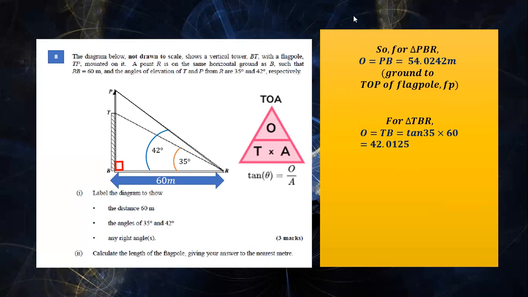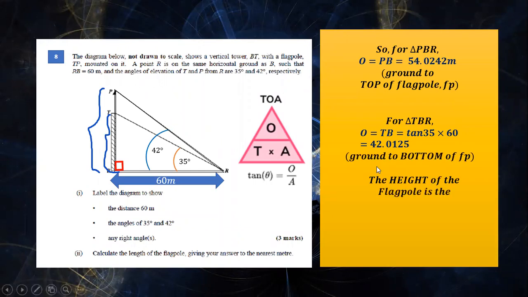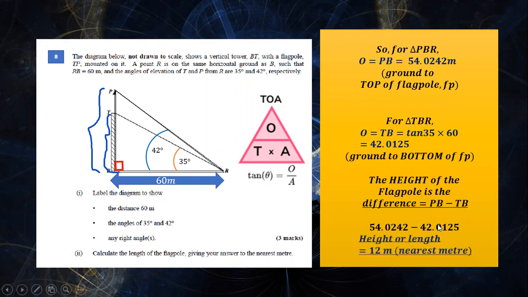So we have the distance from here to here, and we have this distance from here to here. So all we need to do right now is subtract them. So the height of the flagpole is equal to PB minus TB, which is 54.0242 minus 42.0125, which gives me 12 meters. Right, to the nearest meter, because that's what they said. Any questions here? So this is one way to solve a triangle, which is part of the subtopics for CSEC.